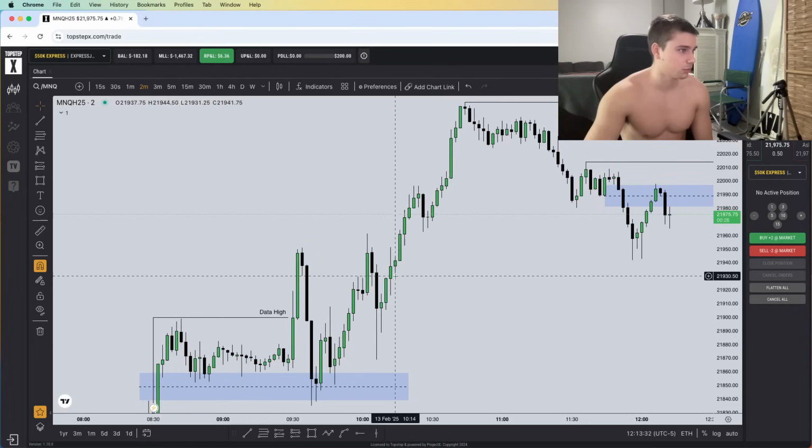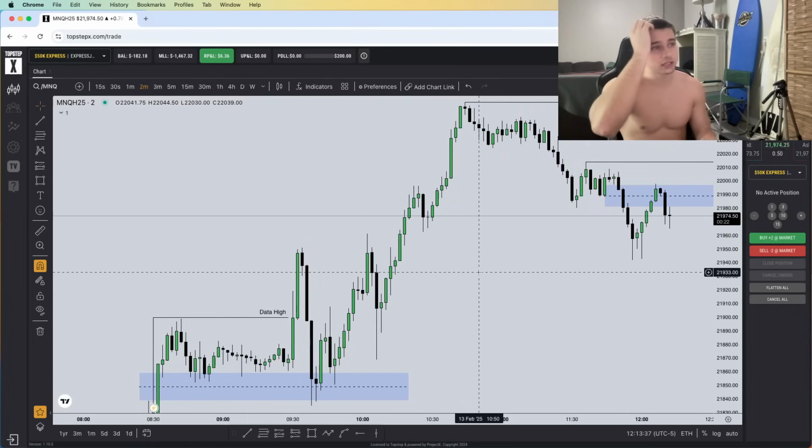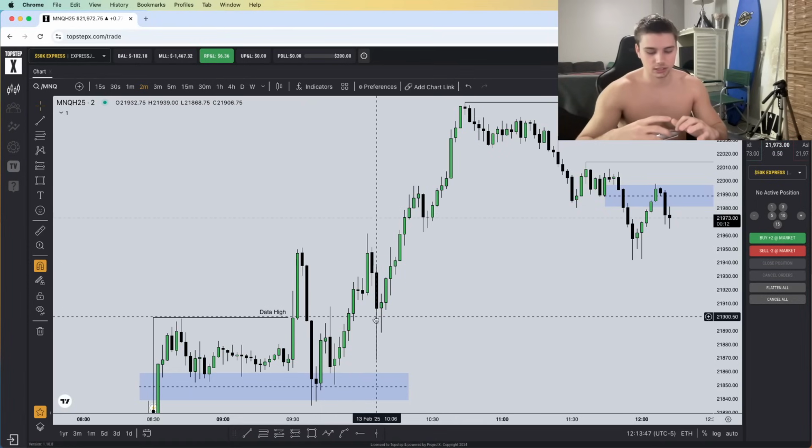Super clean on the 2 minute as well. We inverse here, trades back down to it, runs higher. I mean, that's textbook, right? So whenever people say that ICT concepts don't work and stuff like that, it's like, no, they do work. When people say something doesn't work, it's normally not true.